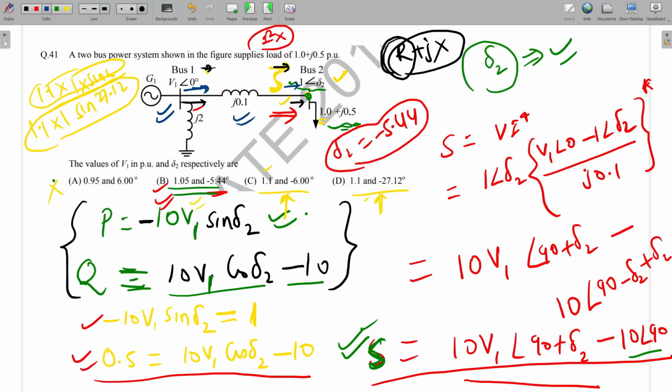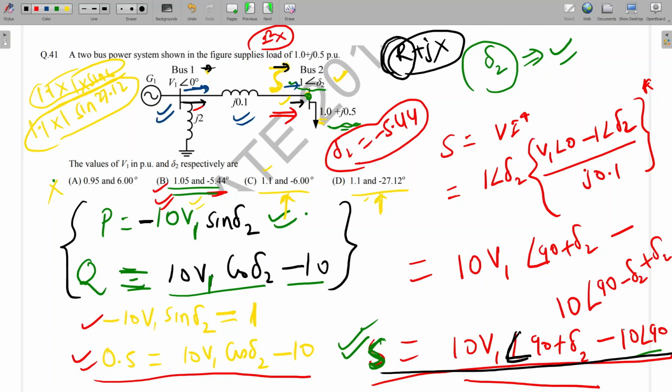Sir, P equal to minus 10 V1 sin delta 2, I understood. But Q equal to 10 V1 cos delta 2 also understood. But why minus 10, sir, here? See, this is the equation. This equation is clear. 10 V1 clear, sir.